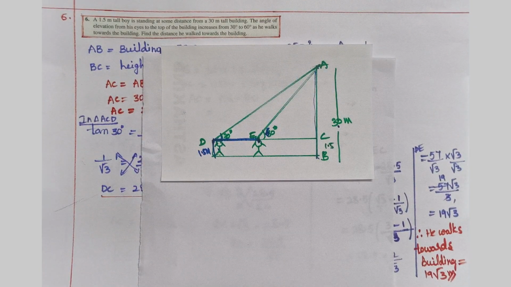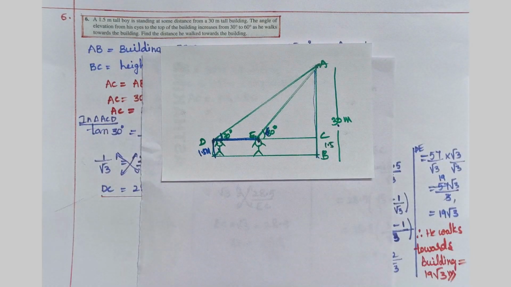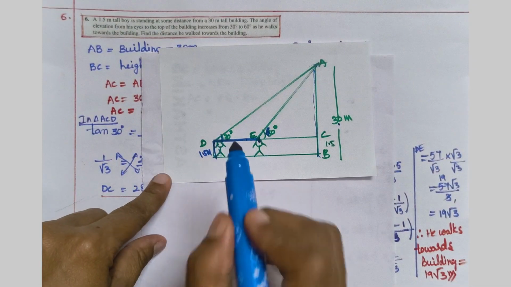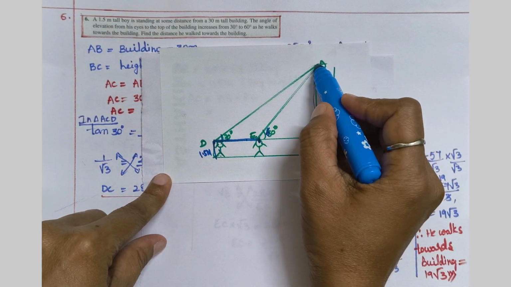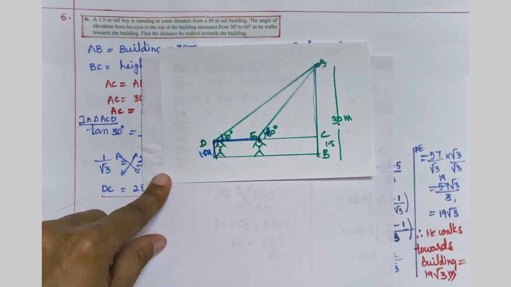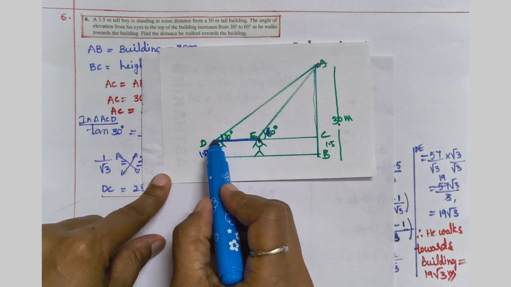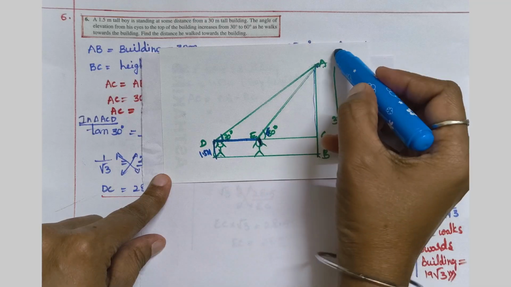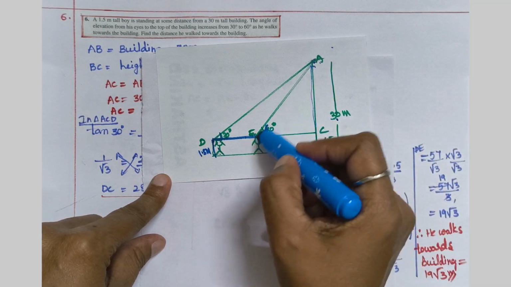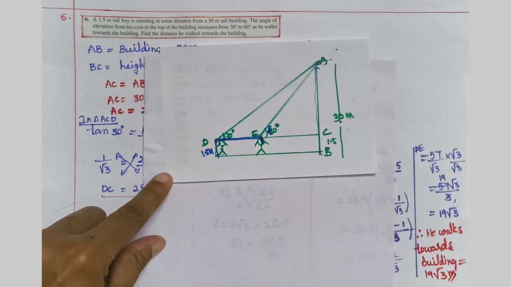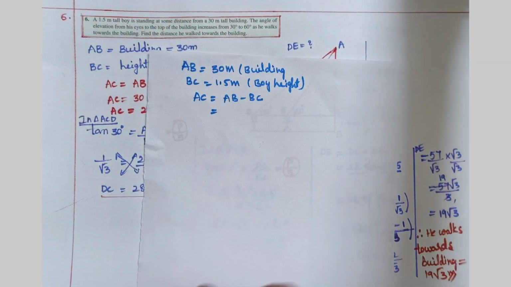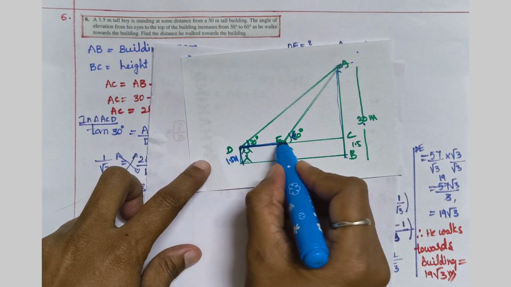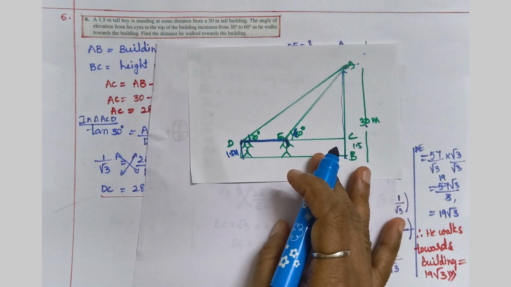Once again, I will repeat. Building height is 30 meter. Boy height is 1.5 meter. When the boy is first standing and watching the top of the building, the angle is 30 degrees. Next, that boy moves towards the building, and the angle of elevation to the top of the building is 60 degrees. Now we will find this distance. This is the question mark.